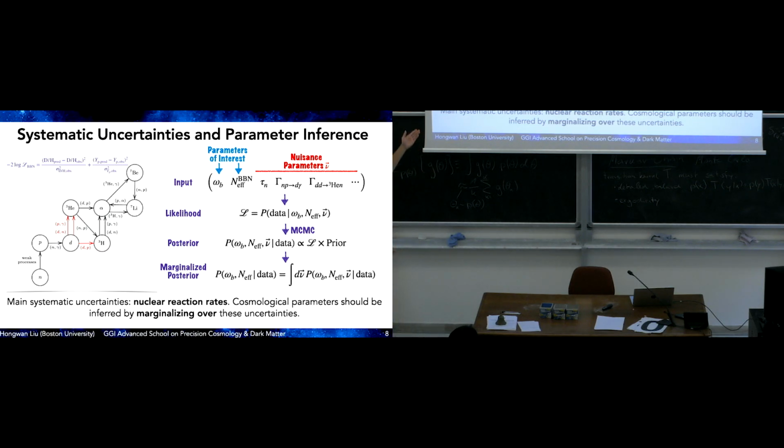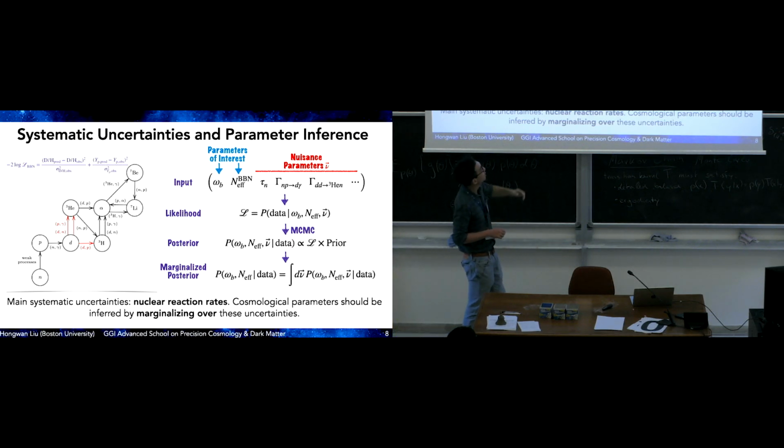Okay? Then you construct a likelihood, which is the probability of observing the data given your model at some model parameters. The likelihood is quite simple. We just use a Gaussian likelihood and compare what you predicted from your BBN output, which is this D over H pred and Yp pred, minus the observed D over H, divided by the error bar squared of the observation. So that's your likelihood. And then you choose a prior. You choose a prior on omega b, N effective and your nuisance parameters. And then you perform an MCMC to obtain the posterior distribution, which is the probability of your parameters given data.